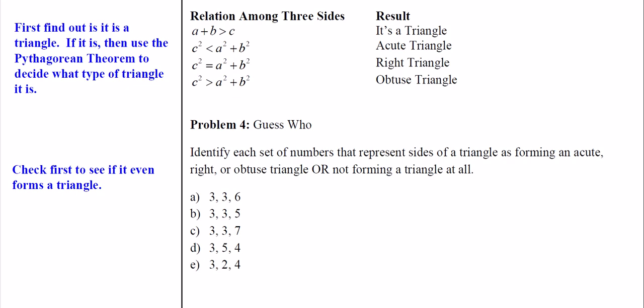Part D. Okay, so what are my smaller sides? It's going to be 3 and 4. So we always check first to see if it's a triangle. We check using this relationship right here. We add the two smaller numbers. 3 plus 4 is 7. Is 7 bigger than, what's our C value? 7 bigger than 5. Yes. We never change this direction, by the way. So now we do the work of using the Pythagorean theorem to find out what kind of triangle it is. So we set up C squared.